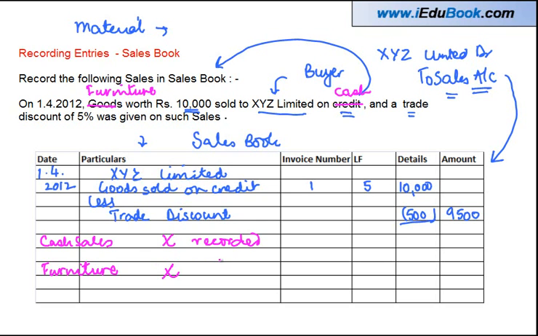Why? Because we record the sale of material or goods in which the company deals in. Yes, if you are a purchaser or seller of furniture, then this becomes your trading item, in which case you will record it here, right? But if the sale is of an asset, and depends on what kind of a business you are, if the sale is of an asset, that is not recorded in the sales book. Cash sales are not recorded in the sales book, right?